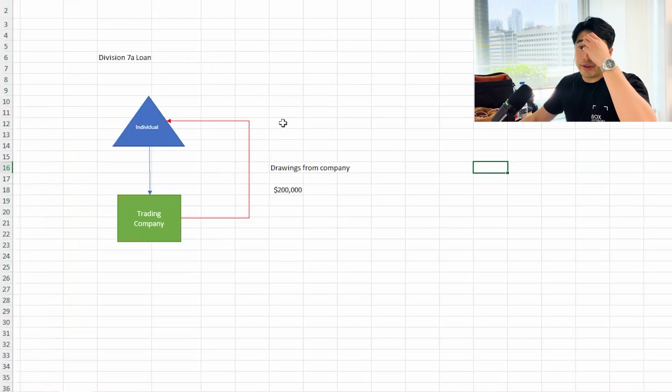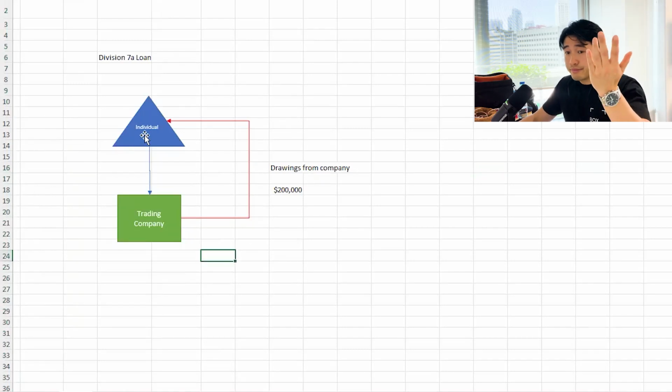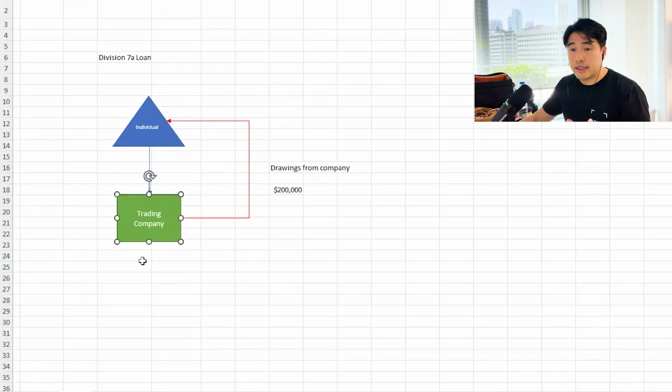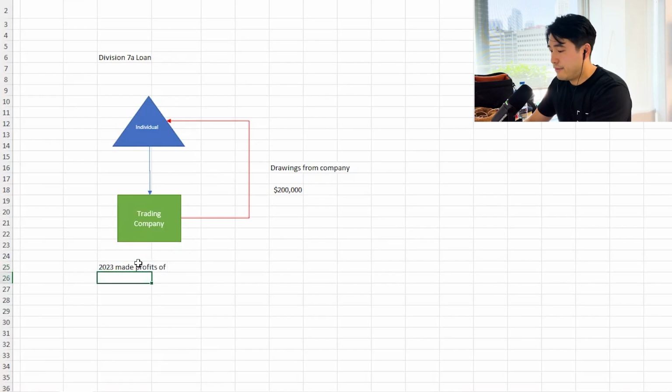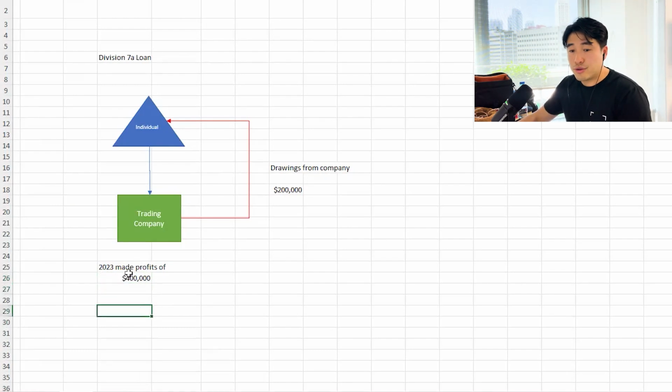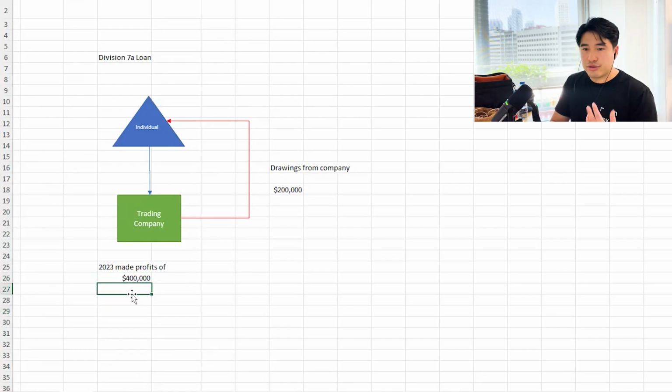And I've drawn up a group structure. I just want to show you guys how it works. So this is a Division 7A loan problem, right? A client owns 100% of the trading company and that trading company trades. Over the years, say in 2023, it made profits of, say, $400,000. During the year, there was all this money sitting in the bank account, about $400,000.